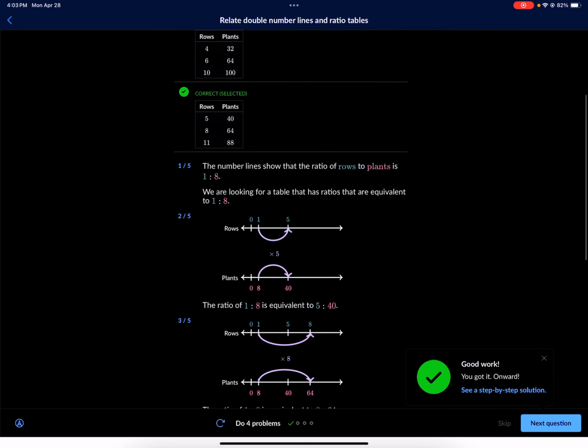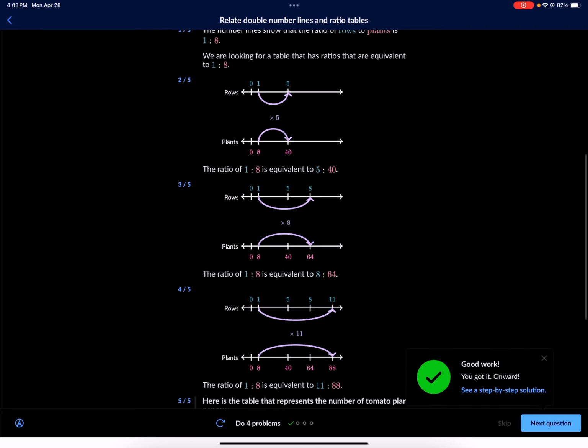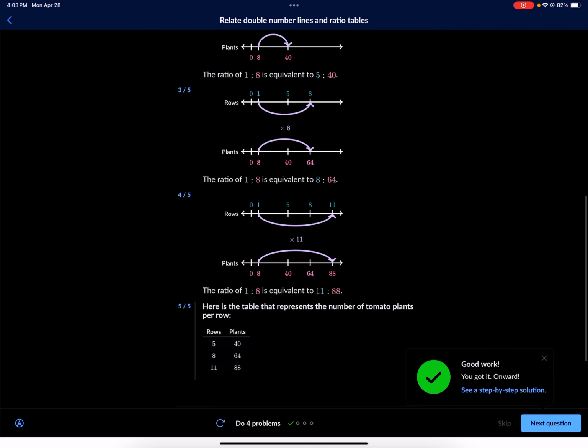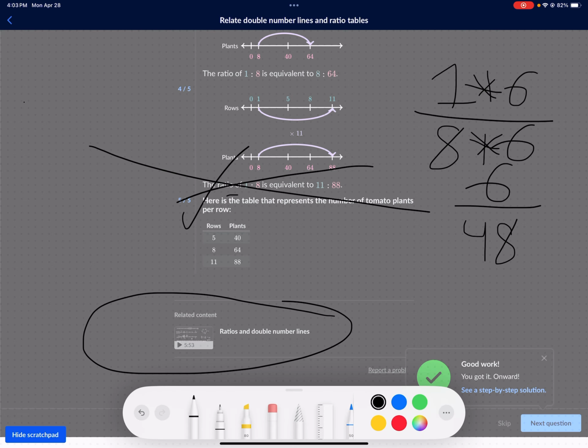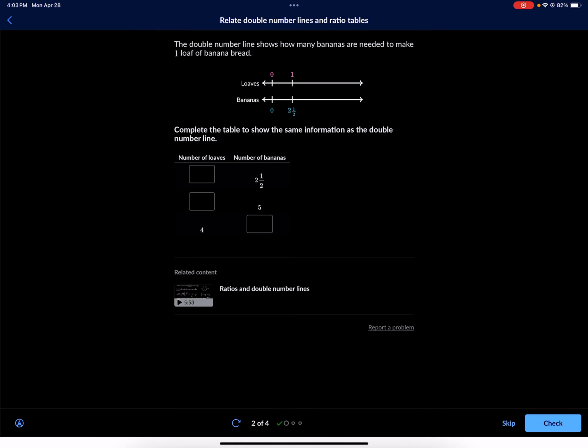Here is the answer explanation. If you got that right, good job. If you didn't, here's the videos, and happy studying. Okay, next problem. The double number line shows how many bananas are needed to make 1 loaf of banana bread. Complete the table to show the same information as the double number line.